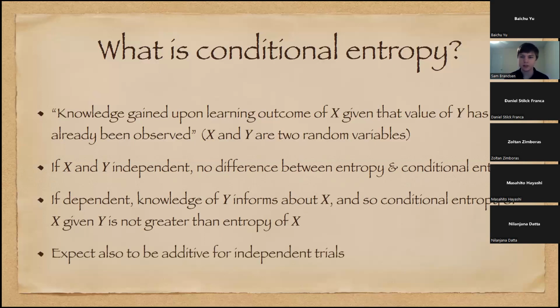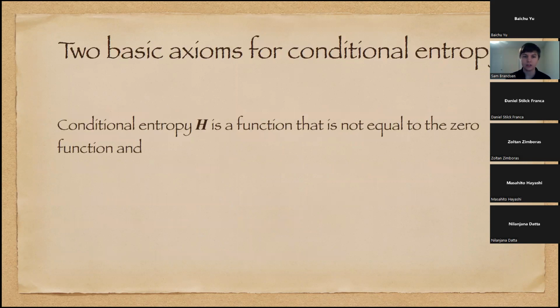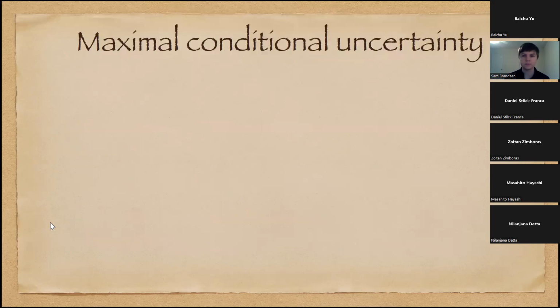And like the previous case, we would expect this to also be additive for independent trials. So if X1 and Y1 are independent of X2 and Y2, the conditional entropy will simply be the sum of the independent conditional entropies. And this leads to two basic axioms for conditional entropy in the classical case. Our conditional entropy function H is again going to be a function that is not equal to the zero function, and is a conditional uncertainty measure, which we can define analogously to the previous case in terms of conditional mixing operations. And it's also going to be additive for product distributions, so additive for independent cases.